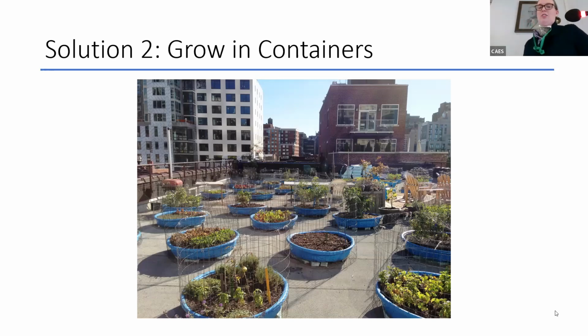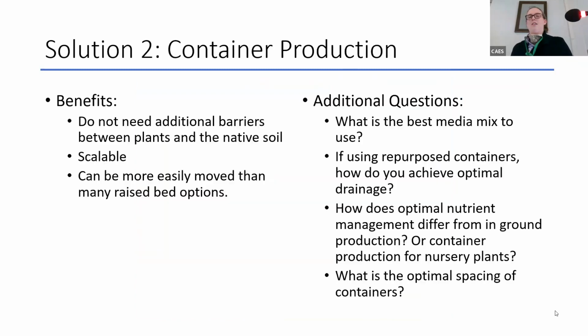So this example is the Hell's Kitchen Farm project, which happens to be on a rooftop, and has been in operation since 2009, I believe. And they use small plastic wading pools as their containers. These have a number of benefits. One, you don't need an additional barrier between your growing media and whatever native soil might be there and contaminated, because the pool is that barrier. It's relatively scalable. So once you figured out how to do it in one pool, you can add more pools as your farm grows or you increase area. They're also relatively easy to move if you have to relocate your farm.